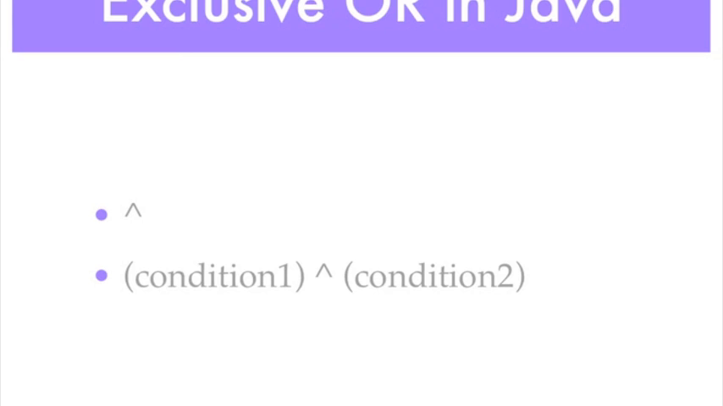In Java, the exclusive or is symbolized by the caret, and that's above the number 6 on your keyboard. And so I would write condition 1 or condition 2. And this is the exclusive or. So I evaluate to true if and only if one or the other, but not both, of these conditions is true.